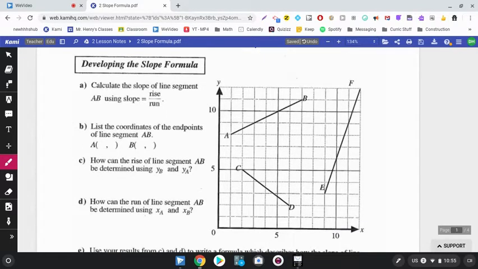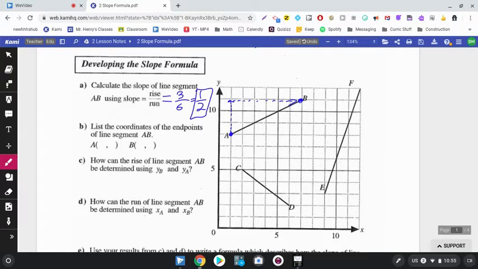So it says calculate the slope of line segment AB using rise over run. Slope equals rise over run equals. All right, well, I'm going up. So positive rise 1, 2, 3. And I'm running 1, 2, 3, 4, 5, 6. So what was that? 3 over 6? Or reduce that fraction to 1/2. Okay, up 3 over 6. Slope 1/2.